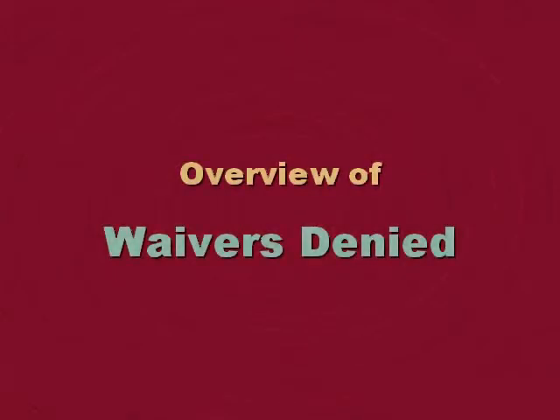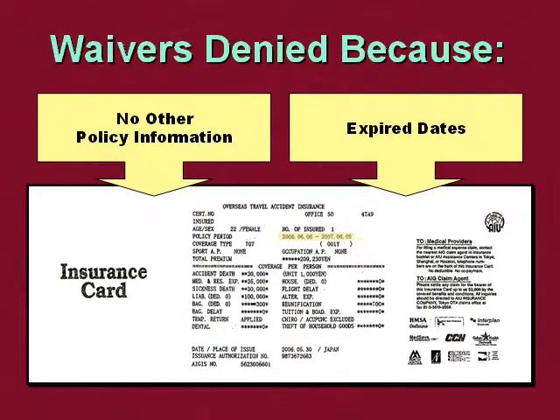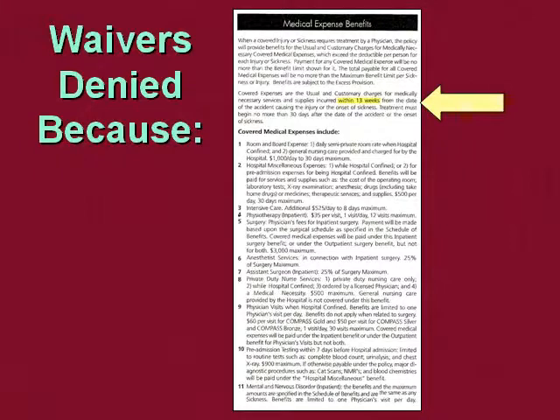The following are examples of individual policies and other unacceptable policies for which waiver applications were denied. In this example, there was no policy information such as exclusions or limitations provided. We will demonstrate why this is important in the following slides. The dates on this card were also expired when this was submitted. On the policy shown here, treatment for an accident or sickness was limited to 13 weeks even if the student remained insured for a full year. Any treatment after the 13 weeks period would be the student's responsibility to pay.